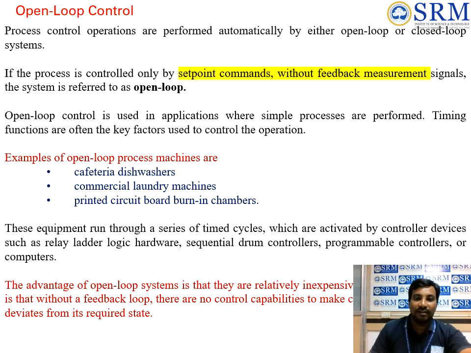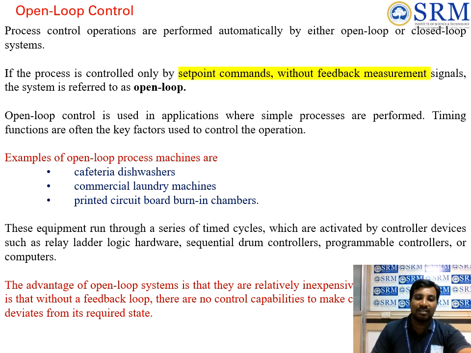First, let us look at the open loop control system. The process control operations are performed automatically by either open loop or closed loop systems. If the process is controlled only by set point commands without any feedback signals, the system is referred to as open loop. Open loop control is used in applications where the process is simple or preformed timing functions are often the key factors used to control the operations.